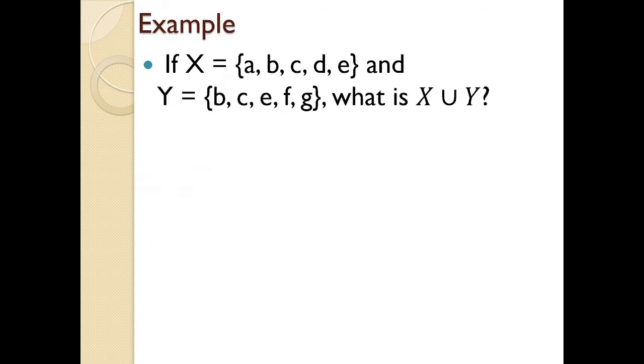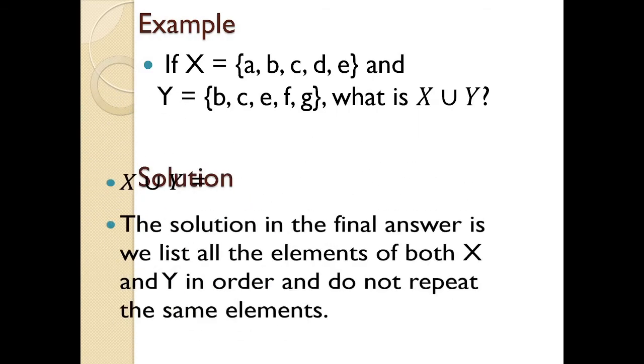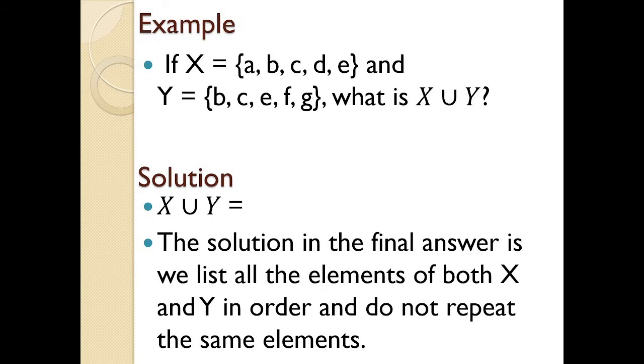Let's go to this example. Let's have the union of X and Y. So, what is the union of X and Y? Let's have the first letter. A. Next, B. Next, C. Next, D. Next, E. Next, F. And G. That is what we call union. Listing all the elements. Is union clear?